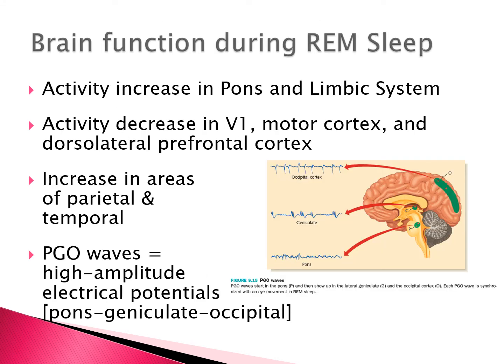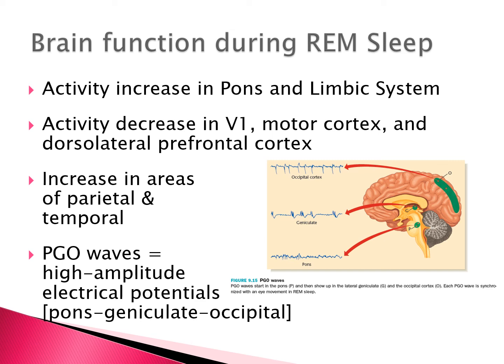We see different brain function during non-REM sleep and during REM sleep. So during REM sleep, we see activity increase in the pons and in the limbic system. If you remember, the limbic system is this system that has some emotional structures that are important for emotion, as well as emotionally associated memory areas. So for example, the hippocampus.